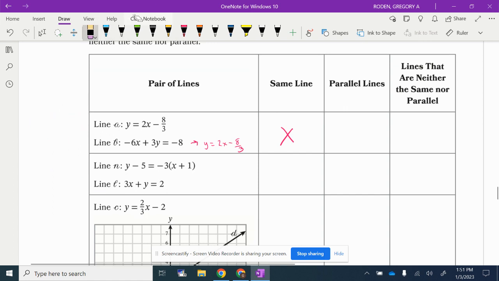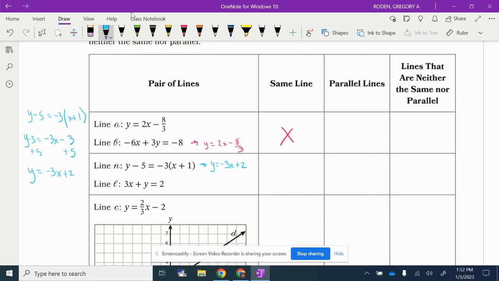So this one, let's put it in slope-intercept form. We have y minus 5 equals negative 3 times x plus 1. Do the distributive property. So we have y minus 5 equals negative 3x minus 3. And then we'll add 5 to both sides. So this one is going to be y equals negative 3x plus 2.